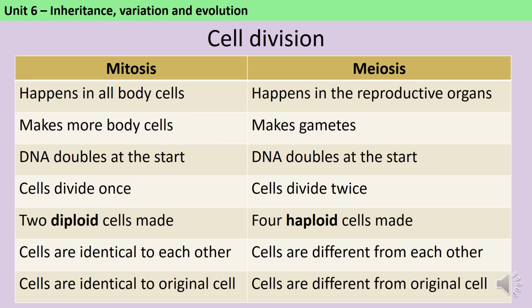Meiosis we only talk about in paper 2, and it happens in the reproductive organs, so the testicles and the ovaries. It makes sex cells, also called gametes, so that's pollen, egg cells and sperm cells, depending on whether we're talking about plants or animals.